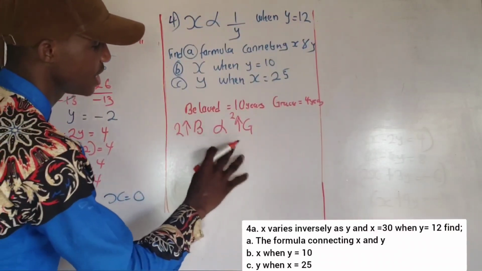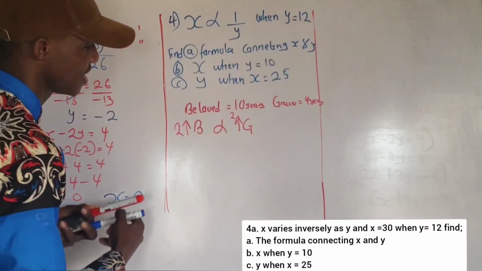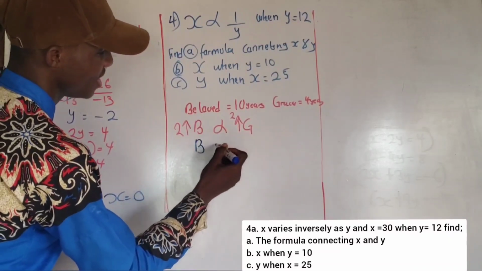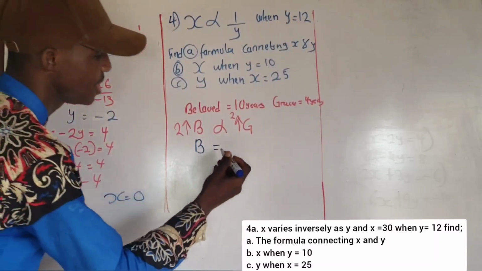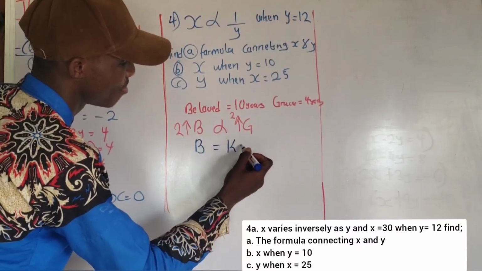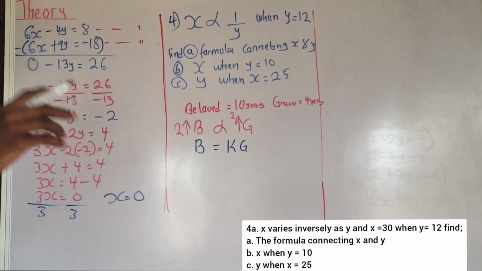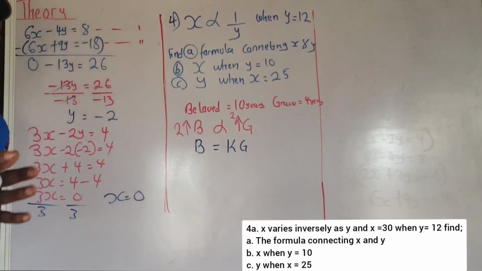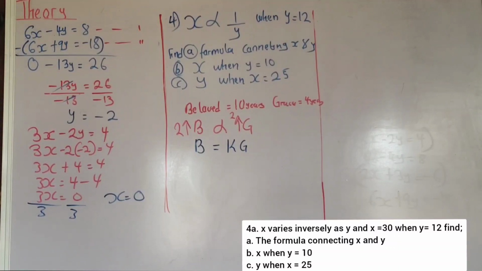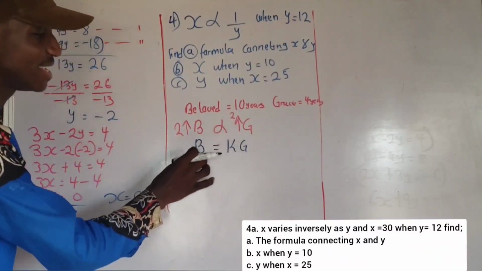If I want to change this variation sign to an equals sign, I'm going to have B equals, now I'm going to introduce a proportionality constant. B is equal to K multiplied by G. Do you know the meaning of K? K is the proportionality constant. You understand? The goal of the proportionality constant is to tell us the amount that we have to multiply the age of Grace by to get the age of Beloved.